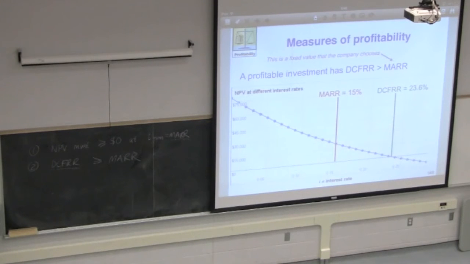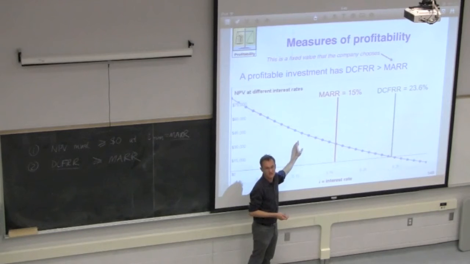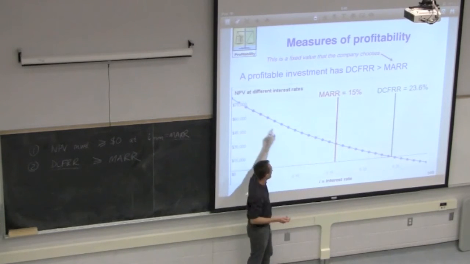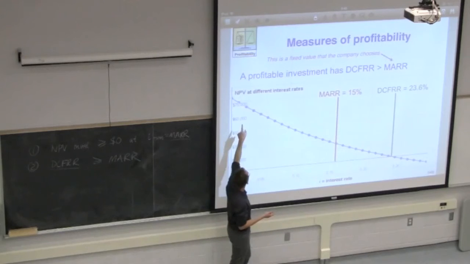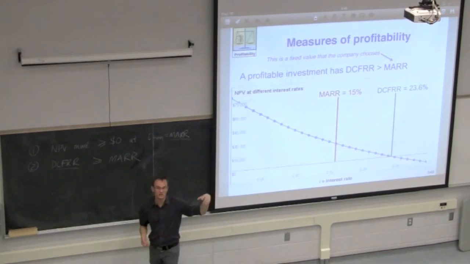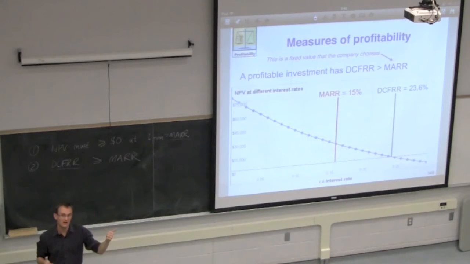Okay, this is the curve for one project. If I move MARR to a lower value, I'm going to get a higher NPV, that's clear. But the other project is going to have a different curve. That blue line is not the same. This blue line is the NPV for project A, say in Europe. The project in Canada is going to have different incomes, different expenses. That blue curve is going to be more steep or less steep.